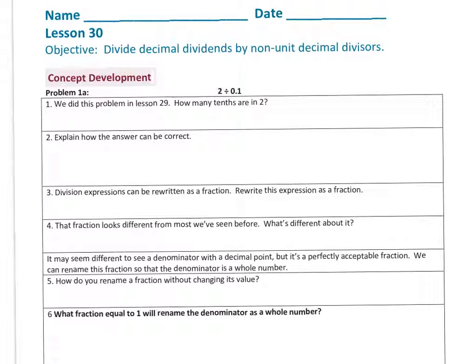So we did this problem in lesson 29. So how many tenths are in 2? Well, there's 20 tenths. And we know that that's the answer to this problem. That's the answer to 2 divided by 1/10, because in division, we're basically asking how many tenths are in 2. When we say 2 divided by 1/10, that's another way of saying, well, how many 1/10ths are in 2?